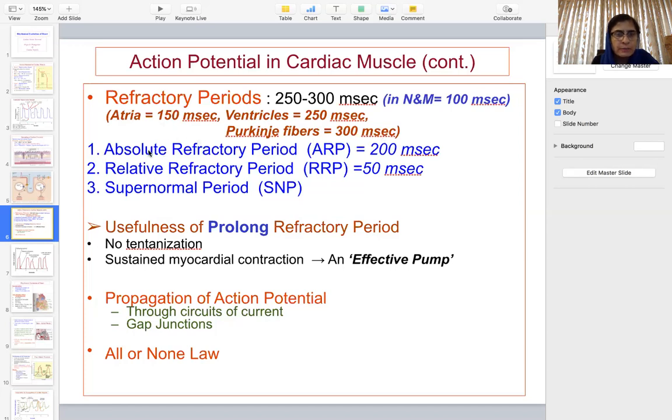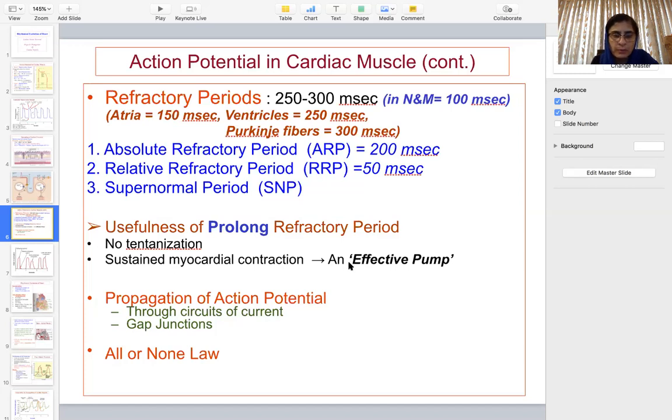Out of the total 250 to 300 milliseconds of the refractory period, the absolute refractory period is about 200 milliseconds, whereas the relative refractory period is just 50 milliseconds. Now, what is the usefulness of this prolonged refractory period? Don't forget the word prolonged. Whenever you are asked in the paper about the refractory period of the cardiac muscle, you have to mention that it is prolonged. Don't just write that it is a refractory period, because a refractory period is also present in skeletal muscle. The difference is that it is very prolonged, to ensure a sustained myocardial contraction.